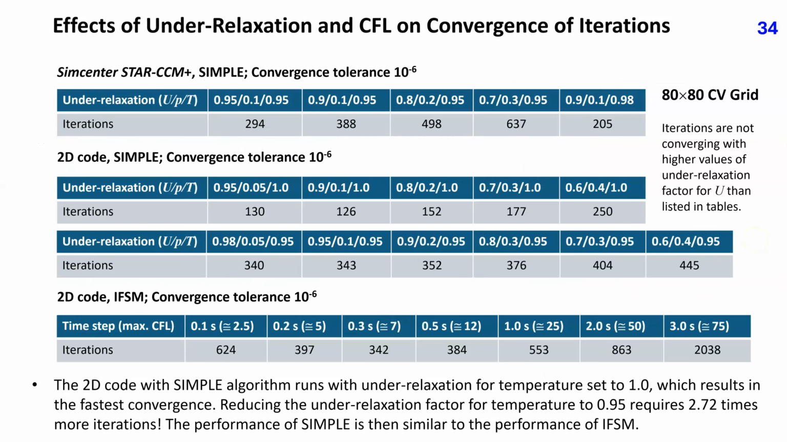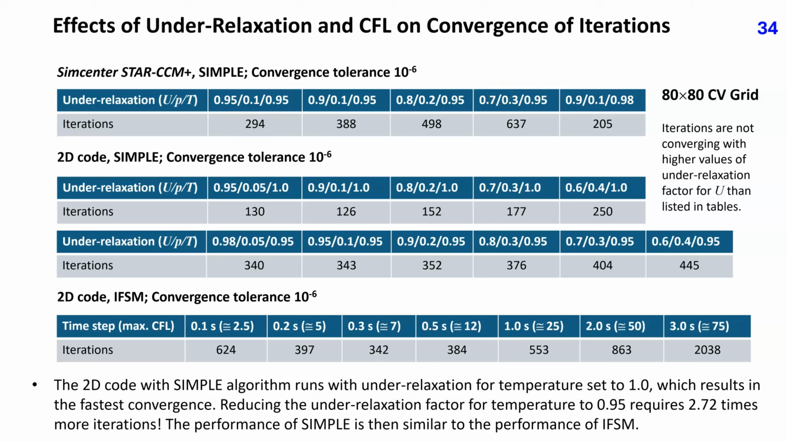This slide is about the effect of under-relaxation and time step size on convergence to steady state. The first table shows the numbers of outer iterations required to reduce the residual norm below 10 to minus 6 on the 80 by 80 cells non-uniform grid with Simcenter STAR-CCM+ software. When the under-relaxation factor for temperature is held at 0.95, the number of required iterations increases as the under-relaxation factor for velocity is reduced, from 294 at 0.95 to 637 at 0.7.